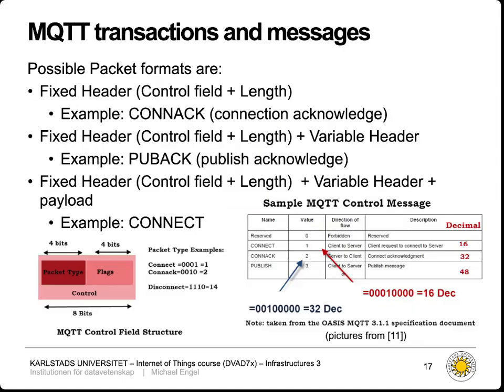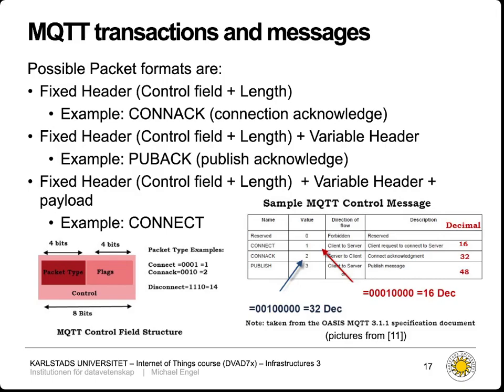When we send information, we can have possible formats of a fixed header. This contains a control field and a length. And as I said, we have different message types. For example, this would be a message with a type of CONNACK, a connection acknowledge message that's sent from a broker to a client. We can have a fixed header plus a variable header here. So this would be a publish acknowledge. For this, we would need something like a topic. And then we can also have a payload in addition, which would be a connect message.